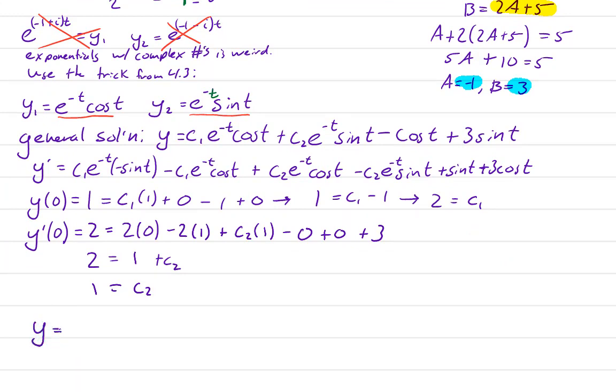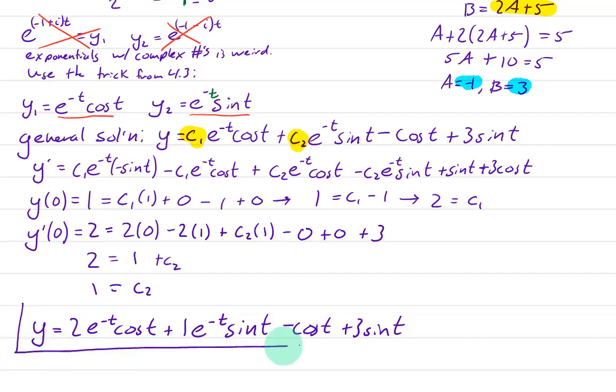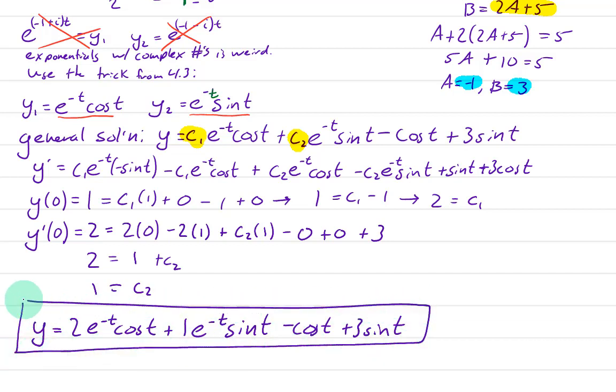Let's see, y equals 2 e to the negative t cosine of t, just replacing the C1 and the C2 now with their actual solutions, plus 1 e to the negative t sine of t minus cosine of t plus 3 times sine of t. Okay, so doing this all by hand is a good exercise in calculus and algebra stuff here.